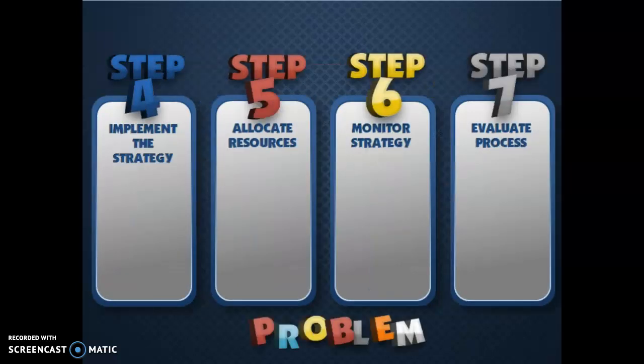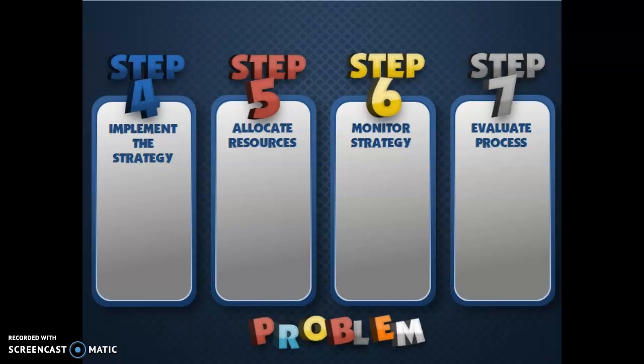The fourth step in this problem-solving cycle is implementing the strategy. Okay, so you've come up with a series of plans in step 3. Now you choose one and you implement, you put it into action, right? But before you can put it into action, we move on to step 5, which talks about allocating resources. So in other words, deploy the resources, whether it's financial, technological, human resources, to implement this strategy, right?